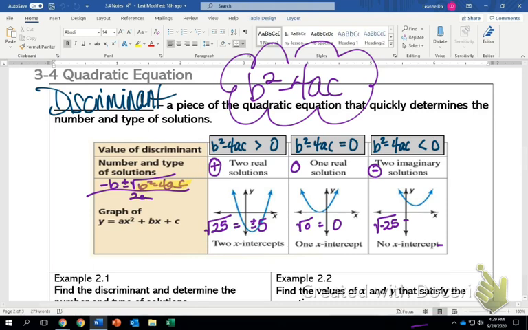And because we have a negative under the square root, it's going to leave as the imaginary number, and then we can take the square root of 25. So our answer would be positive and negative 5i. So let's do a couple of examples.